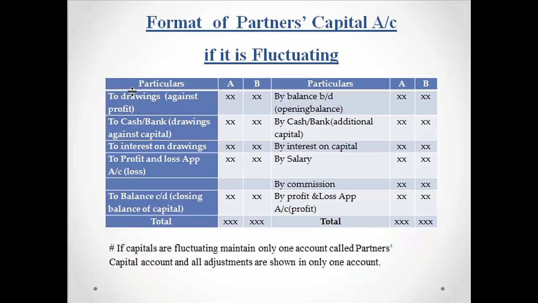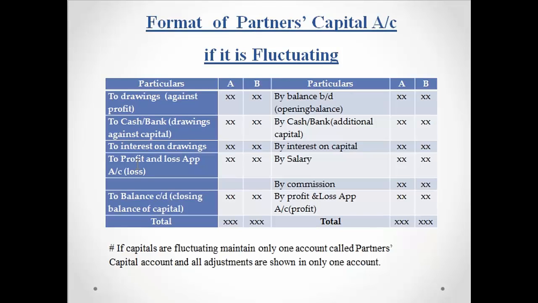That is why these two drawings are recorded on the debit side in a partner's capital account if it is fluctuating. Right? Look at the next item, please. 2. Interest on drawings. I told you so many times in the class what is the meaning of interest on drawings. This is an amount of interest charged by the firm from the partner, correct, and which will reduce the capital balances. That is why interest on drawings amount should be entered on the debit side in a partner's capital account if it is fluctuating.